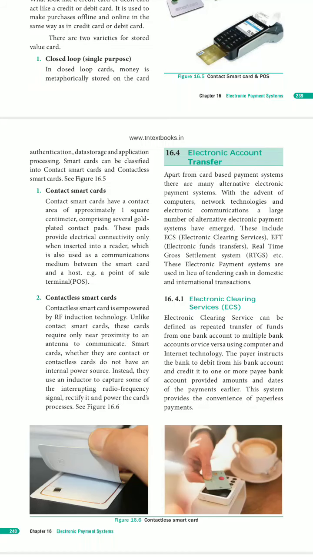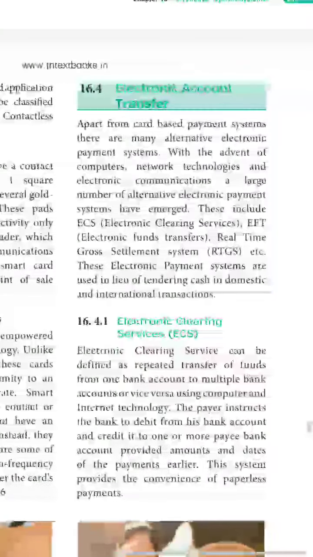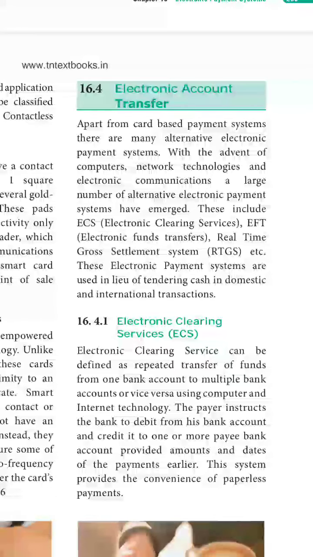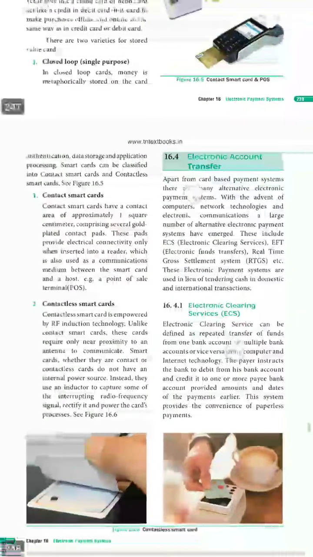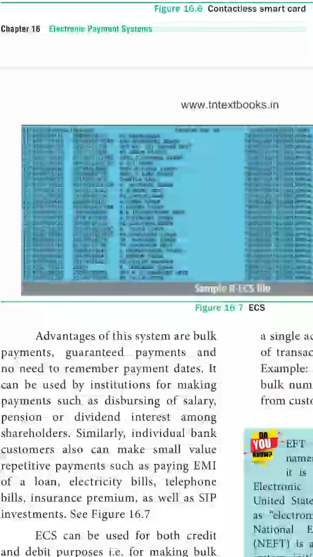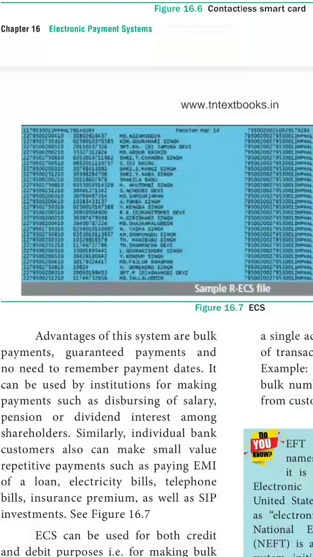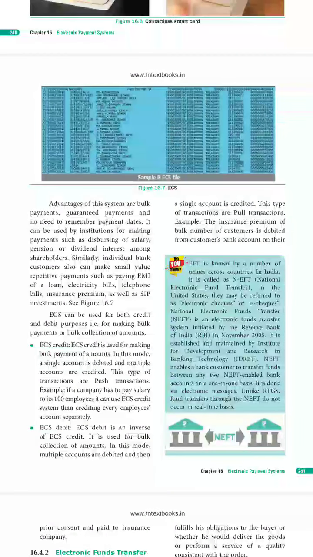Next is electronic amount transaction. These are the transaction services used in smart cards, and not only smart cards but all card based payment systems. The first thing is electronic clearing services. This will tie up with your bank account, and they will do the transaction.